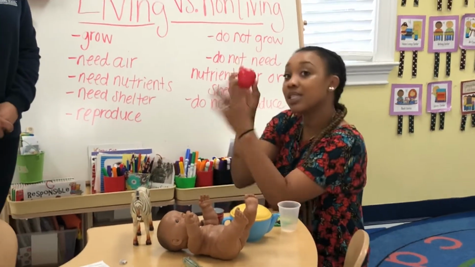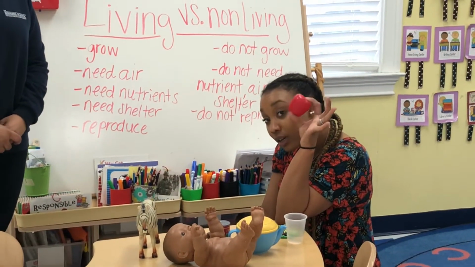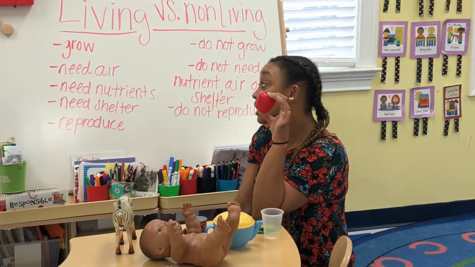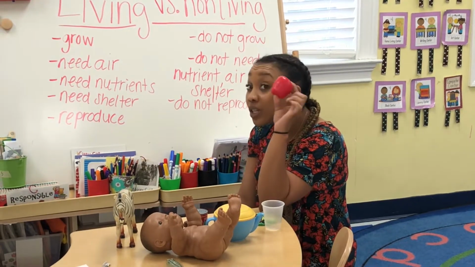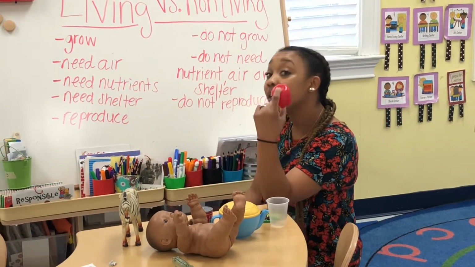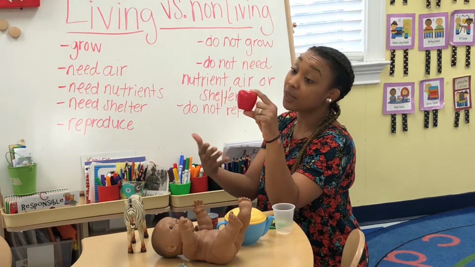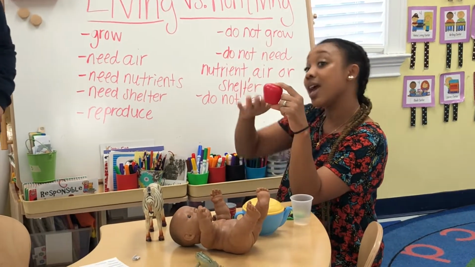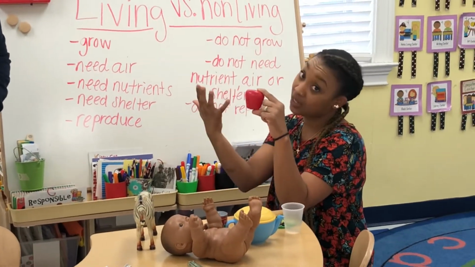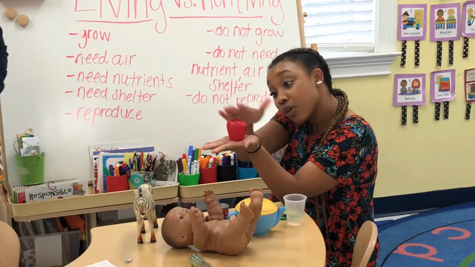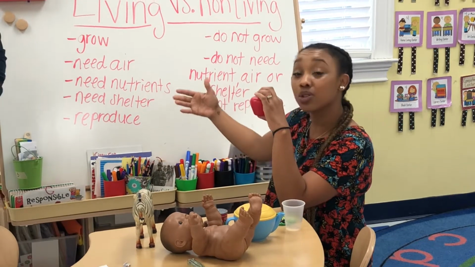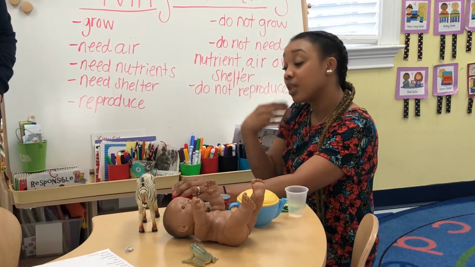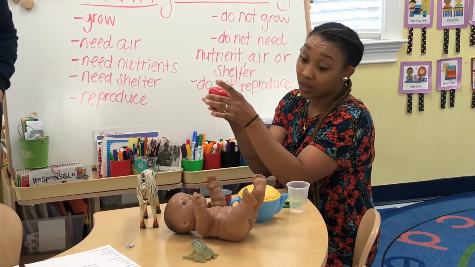Now what about this apple? This is a tricky one, huh? Okay, so does an apple grow? Does it reproduce? Now we're gonna learn about plants and things next week, but some people may consider an apple a living thing because it starts as a plant, and plants are also living things because they start as seeds and then they grow into a full plant. So some people may consider this living, although we can eat it and it doesn't necessarily need shelter. But when we put it as a seed and it grows and it drinks the water and it eats the soil, it is considered a living thing, okay?